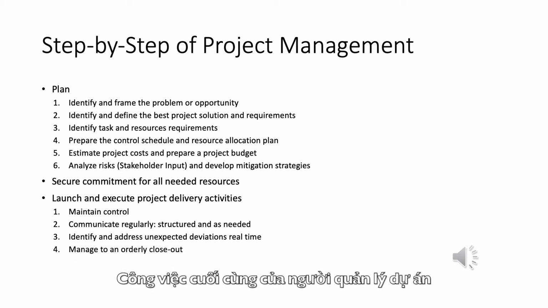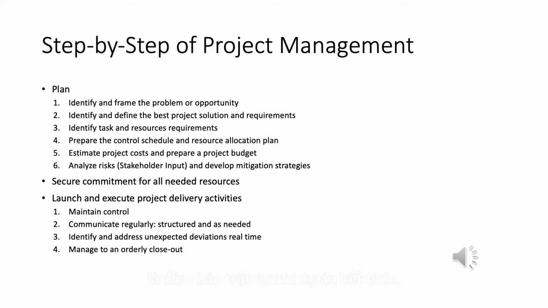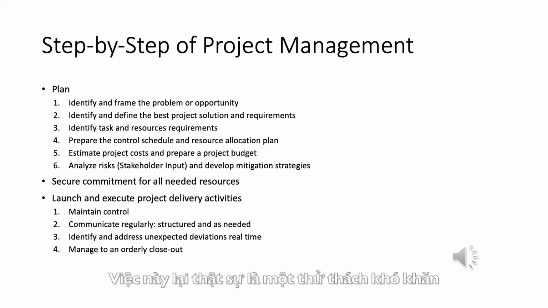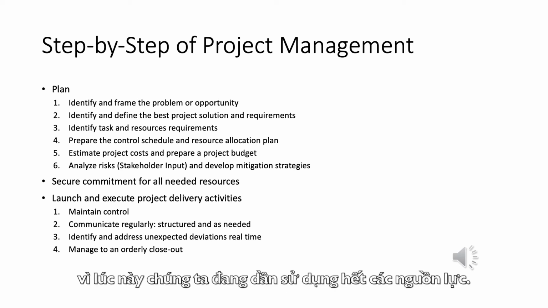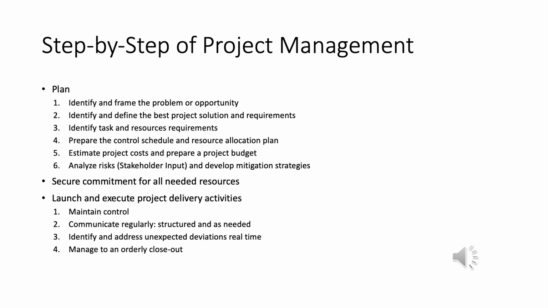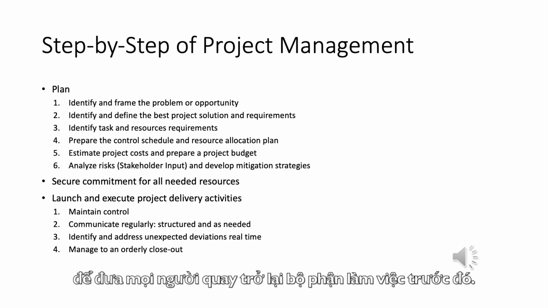The last set of activities the project manager is responsible for is managing to an orderly closeout of the project itself. And this actually turns out to be much more challenging than almost any other thing the project manager is responsible for. For example, we have to make sure that every single item on the project comes to a reasonable completion. This oftentimes is challenging to do because we're running out of resources, people are less focused. In fact, there's a lot of pressure to release people back to their original group at this point in time.